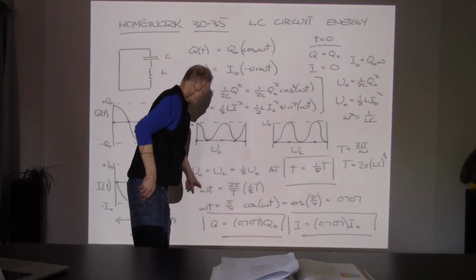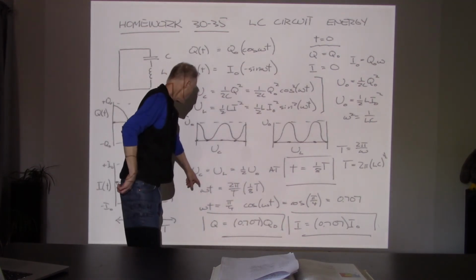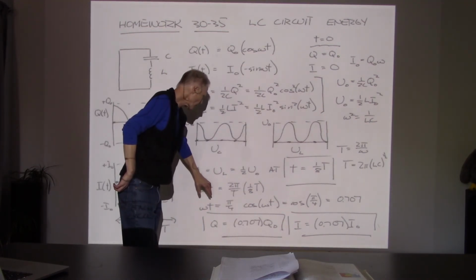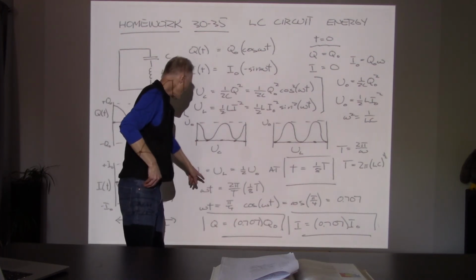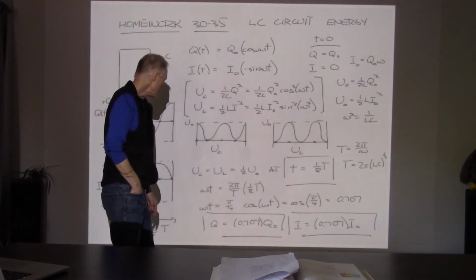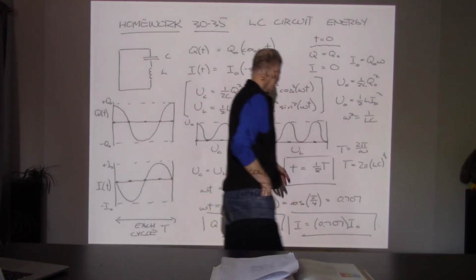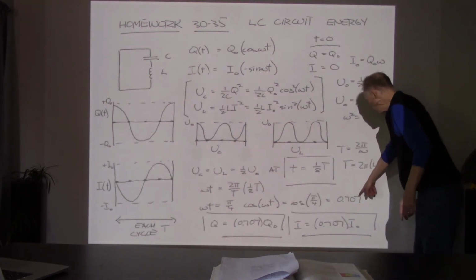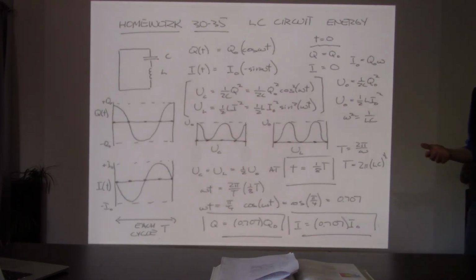Okay, and then I went through and looked at these arguments, the omega t's here. So the omega t here, I set the time equal to 1/8 of a period, and then showed that omega t is equal to pi over 4, and the cosine of pi over 4 is 0.707. So about 71% of full charge at that time.